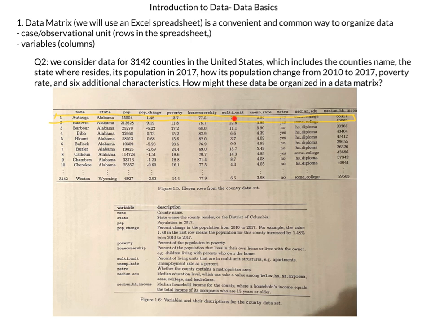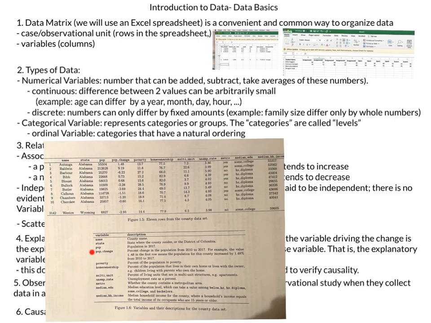So if you live in a multi-unit, a condo or an apartment counts as a multi-unit. The unemployment rate, what percentage of the people, the workforce in this county are unemployed? Metro is a yes/no question, whether the county contains a metropolitan area. The median education, so here we have some college or a high school diploma. And last, we have the median household income. We are going to use this data matrix now to look at types of data.